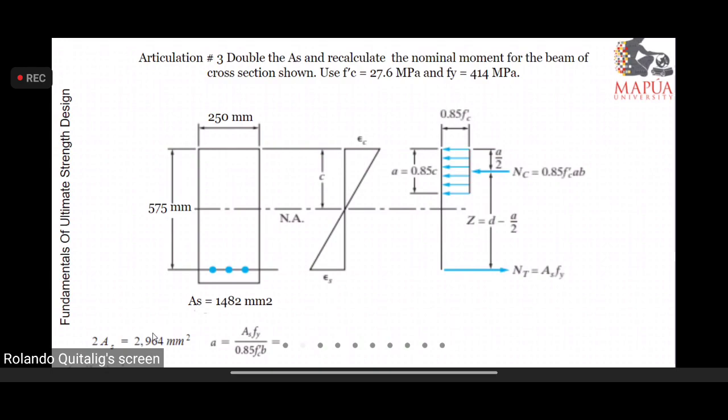But as an assumption, since we increase this by 100%, it can be increased to a maximum of 100% as well. But let us check that. As fy over 0.85 fc' b is nearly the equal magnitude of Mc and Mt. And a can be computed based on this one, which is equal to 209.22 millimeters, which can then be utilized to compute the nominal moment. And this nominal moment is equal to 577.21 kilonewton meter.